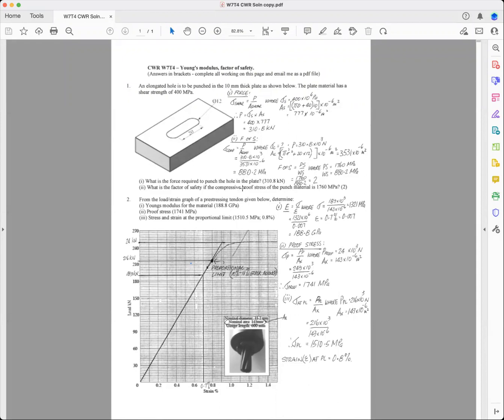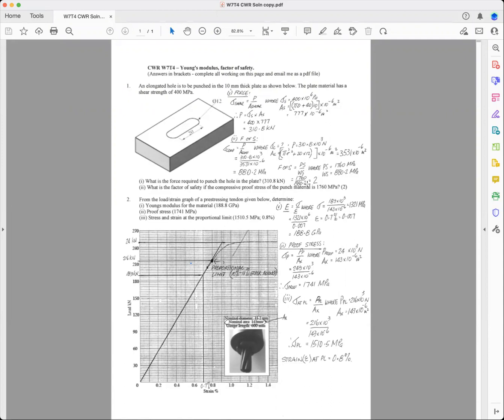And so we've got the compressive proof stress. So we've got proof stress over the working stress, where the proof stress equals 1760 megapascals, which is that down here. And the working stress, in other words, the stress that's on the punch as it's going through the metal, is 880.2 megapascals. And so you just substitute it here and you get a factor of safety of 2 for that.